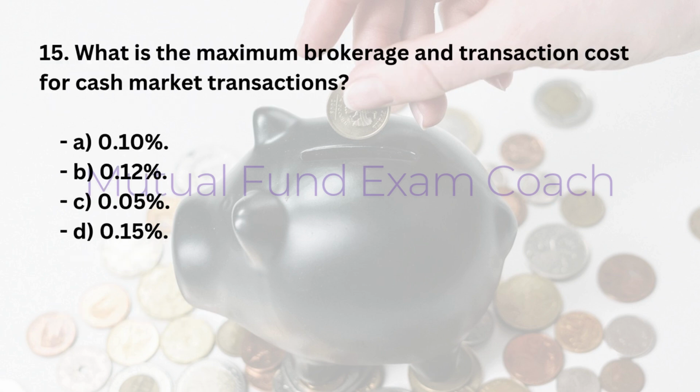15. What is the maximum brokerage and transaction cost for cash market transactions? A. 0.1%. B. 0.12%. C. 0.05%. D. 0.15%. Answer: B. 0.12%.